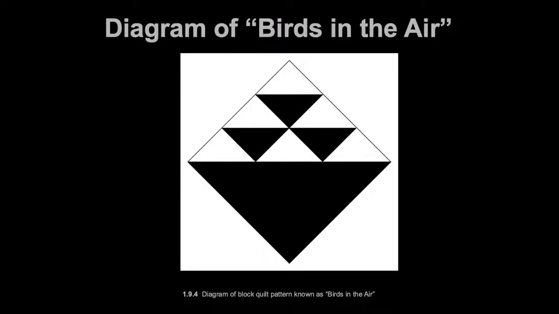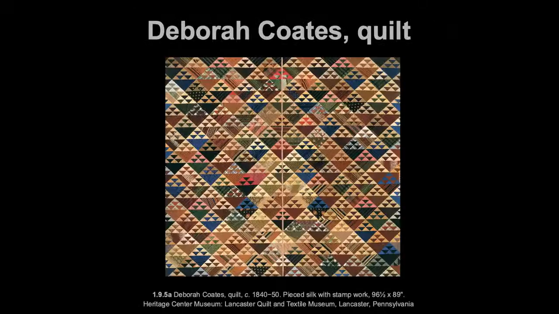Okay, so birds in the air. This is a block quilt pattern called birds in the air. The idea here is that they're trying to choose something that makes sense within the quilt in terms of content and meaning. And this is about abolitionists and the end of slavery.